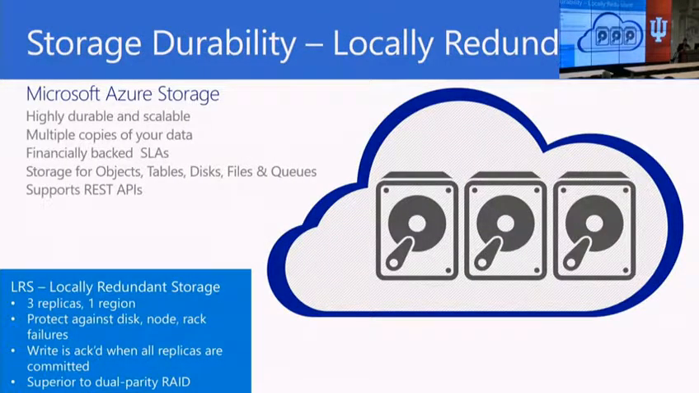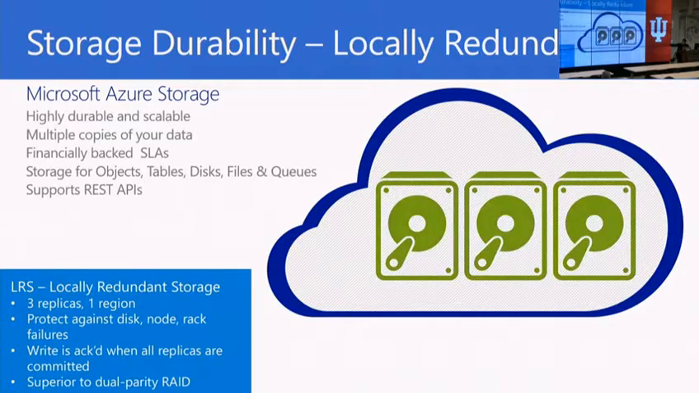From a storage perspective, all data that is saved to Azure is replicated 3 times. So you have the confidence that whatever blob of data you have, there are 3 copies in a single data center. We also offer GRS, so 3 additional copies of that data in a different data center altogether.